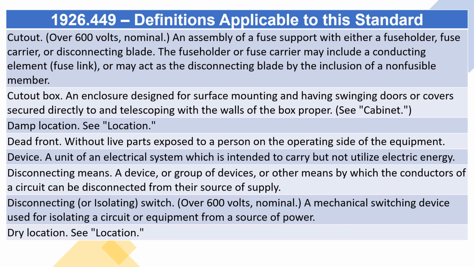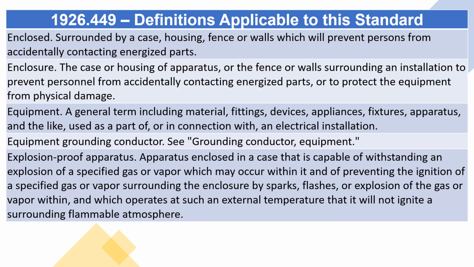Disconnecting, or isolating, switch, over 600 volts, nominal. A mechanical switching device used for isolating a circuit or equipment from a source of power. Dry location. See location. Enclosed. Surrounded by a case, housing, fence or walls which will prevent persons from accidentally contacting energized parts. Enclosure. The case or housing of apparatus, or the fence or walls surrounding an installation to prevent personnel from accidentally contacting energized parts, or to protect the equipment from physical damage.